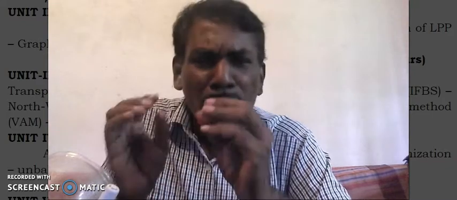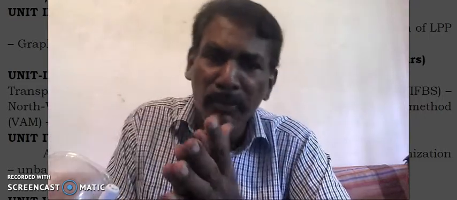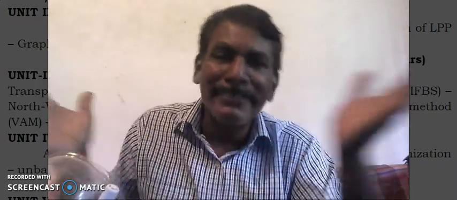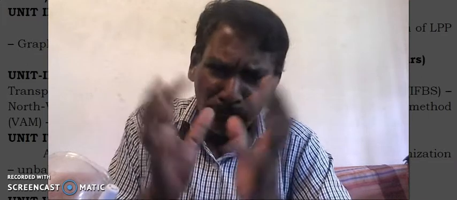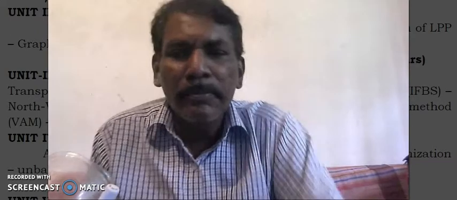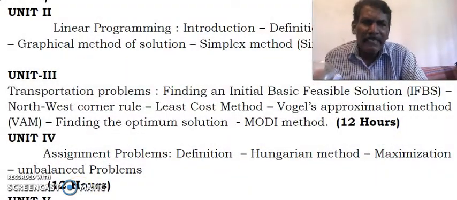You must know each and every method, how it has its own algorithm to solve them. The northwest corner rule has its own algorithm, the least cost method has its own algorithm, and the MODI method has its own algorithm. You are supposed to know every algorithm to solve these types of problems. Now coming to the fourth unit, the assignment problem.